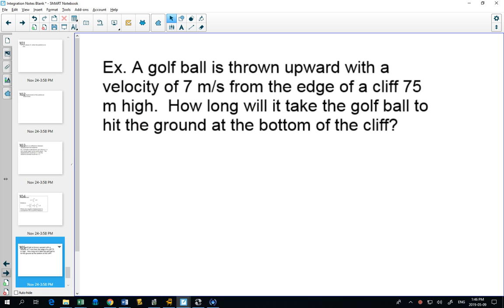Okay, a golf ball is thrown upward with a velocity of 7 meters per second from the edge of a cliff 75 meters tall. How long will it take the golf ball to hit the ground at the bottom of the cliff? This is on Earth, so we will assume regular gravity.